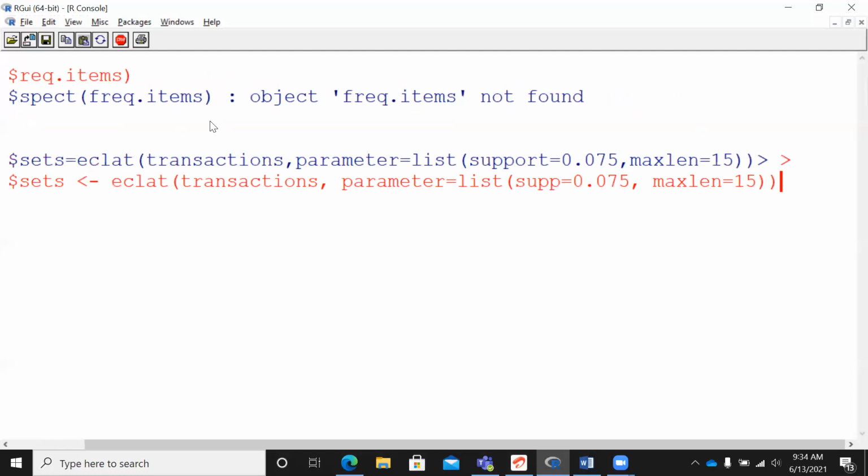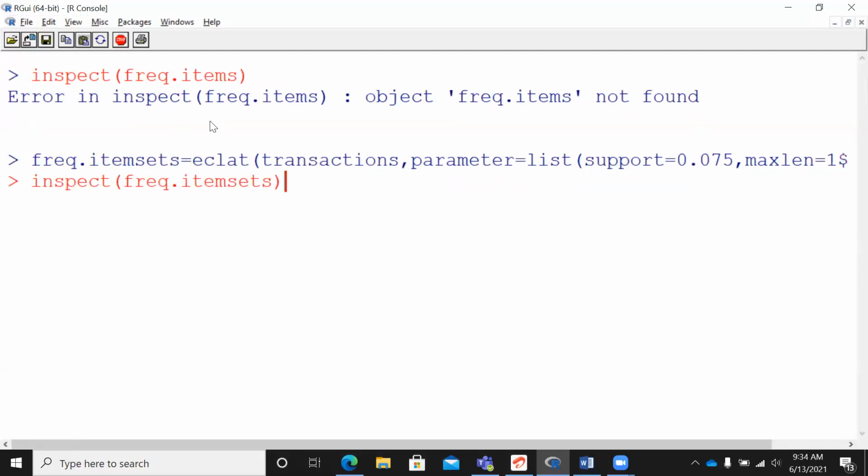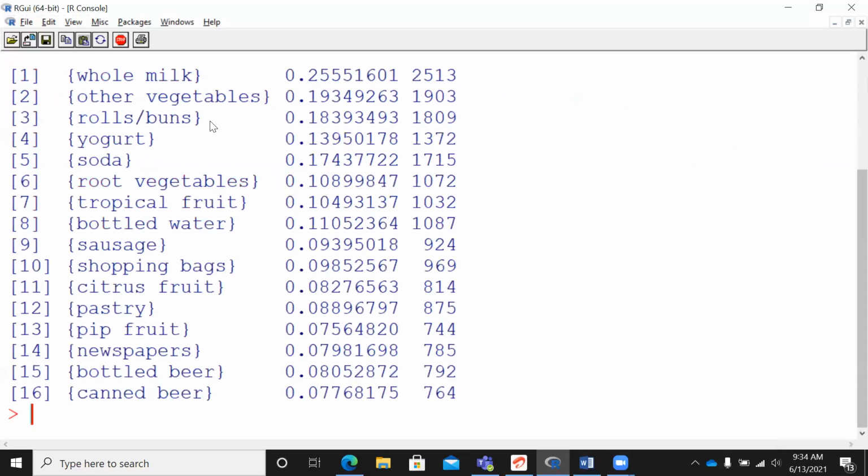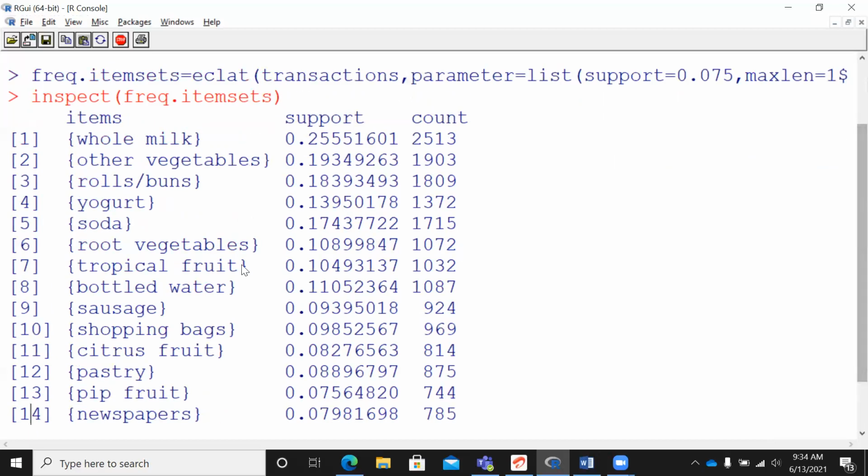It is going to be inspect frequent item sets. Right. Once I click on frequent item sets, you can see here it lists the items which are getting sold. That is whole milk, other vegetables, rolls and buns. It also gives the corresponding support and count here.